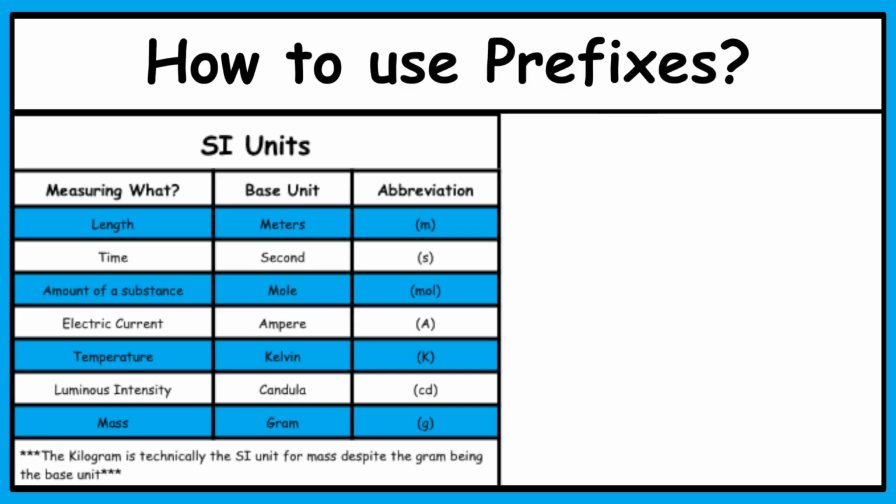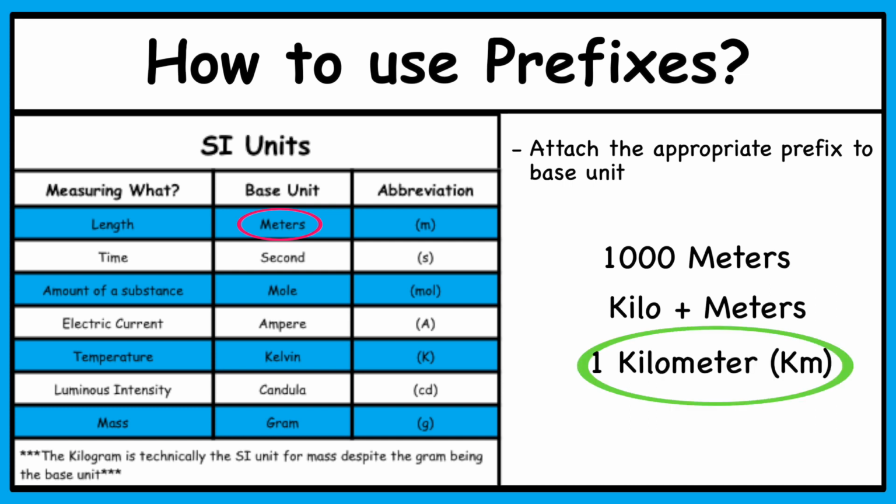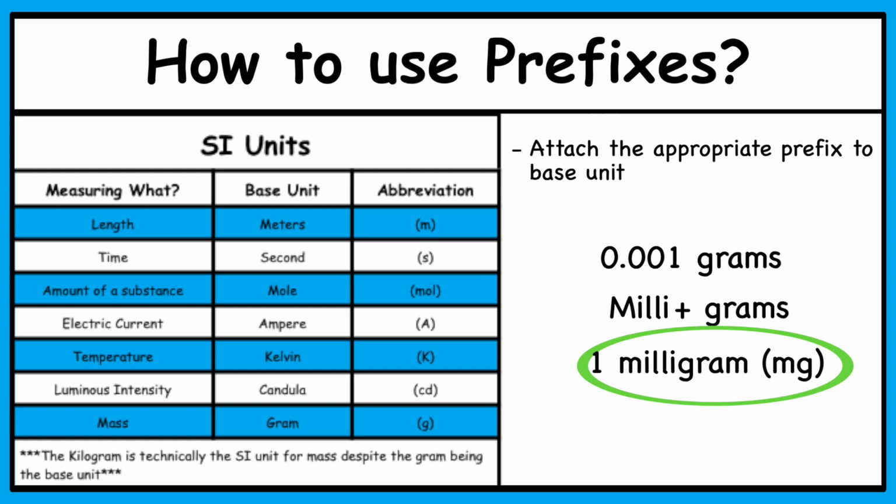Okay, now that we know our prefixes, how do we use them? To use our metric prefix system, we simply need to attach the appropriate prefix to our base unit. Let's talk about length, for example. The base unit for length is meters. So if we want to express a length of 1,000 meters, we can just use the prefix kilo like we did earlier, which means 1,000, and then add our base unit. So 1,000 meters is 1 kilometer, or km. Let's look at another example of prefixes. Suppose we have 0.001 grams. The prefix milli means 1,000ths, therefore 0.001 grams can be written as 1 milligram, lowercase mg.